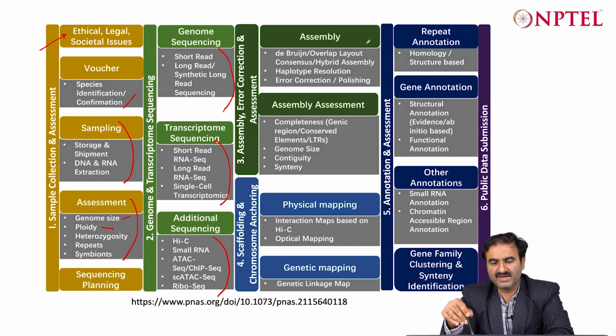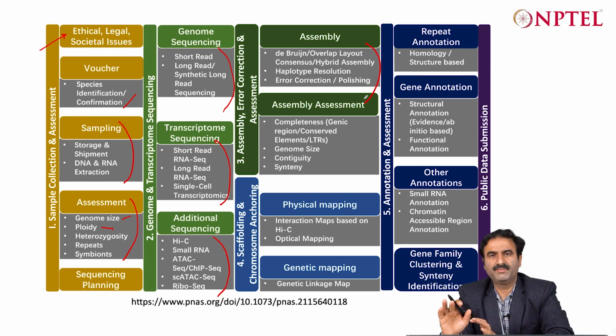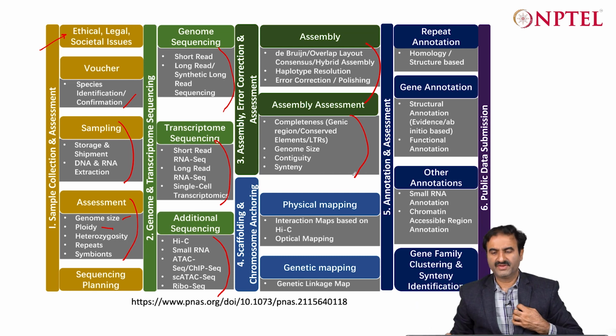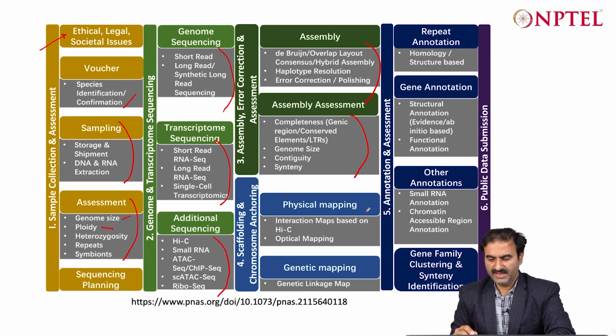Then use the various assembly methods, including long read, short read, de Bruijn graph, or the OLC method, the overlap layout consensus method. Resolve the haplotypes if it is a case of polyploids, and do error correction and polishing. Then get the complete assembly, and estimate again the genome size, repeats, and the various conserved elements or genes from your assembly. Then, based on physical mapping, Hi-C or optical mapping, you are going to resolve the chromosome level assembly, which you want to gain.